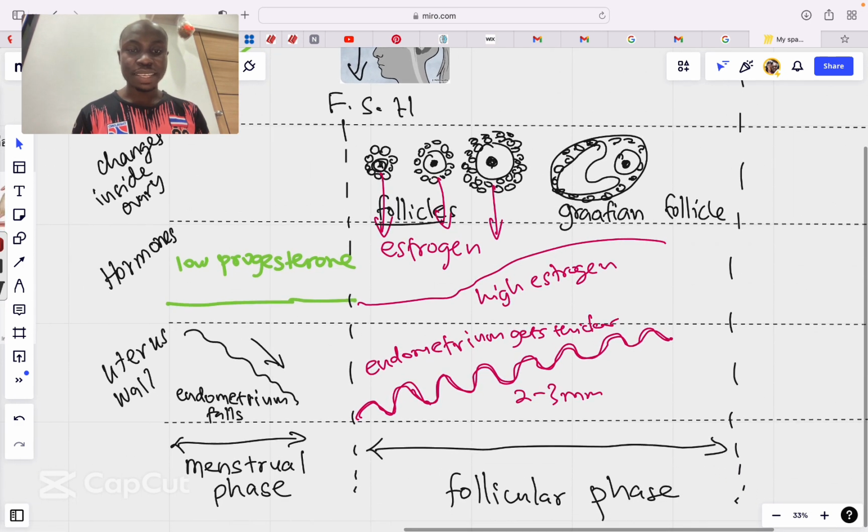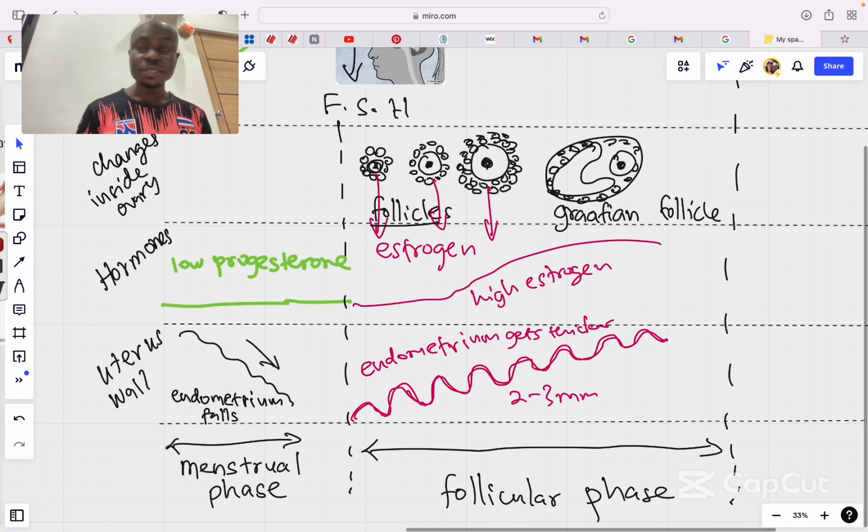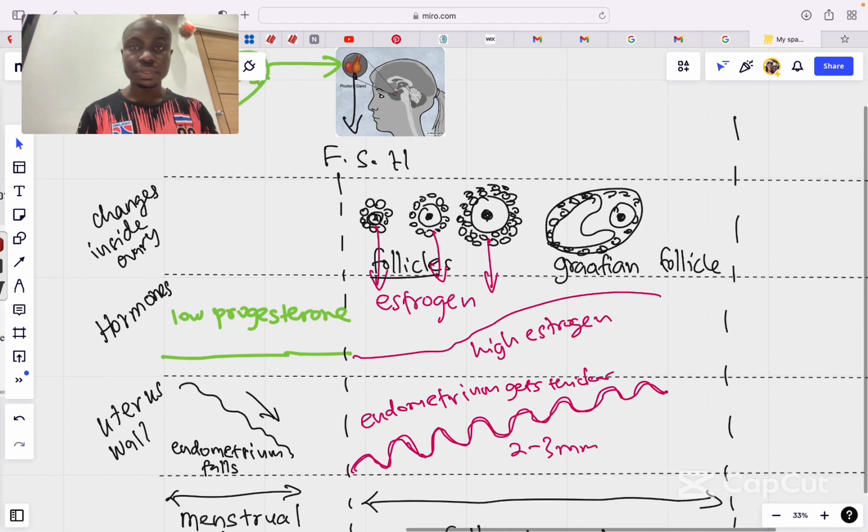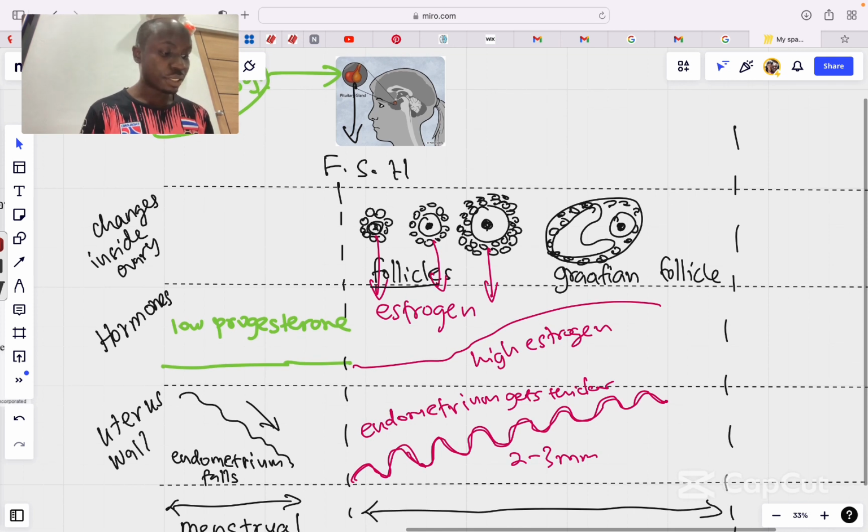Now stay with me. Let's move on to the next stage. Now we have high estrogen levels in the blood, and this high estrogen level is going to send a message, a signal. When there is high estrogen in the blood, this will send a signal or a message to the pituitary gland again. So let's write here.